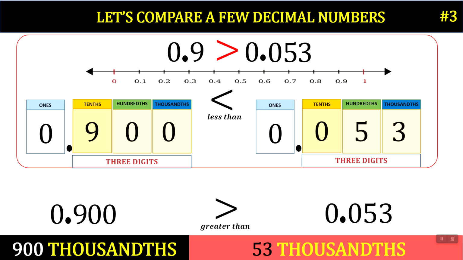On the number line, 0.9 is almost to the end where the 1 is, and 0.053 is all the way to the left, almost by the number 0. And so we can see that 0.9 is a lot bigger than 0.053.